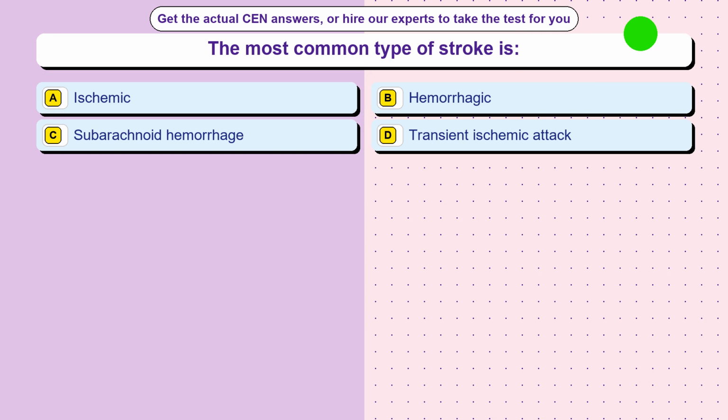Question 92. The most common type of stroke is. Option A, ischemic. Option B, hemorrhagic. Option C, subarachnoid hemorrhage. Option D, transient ischemic attack.